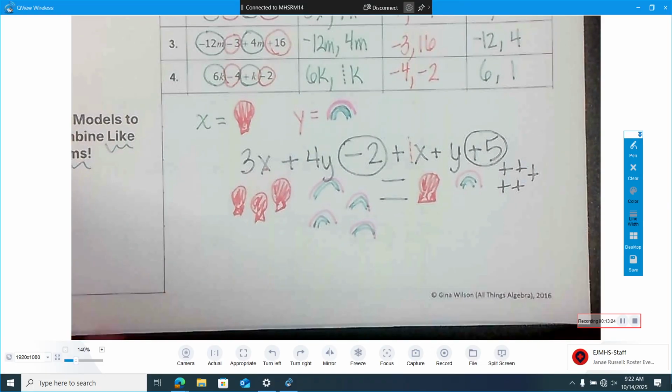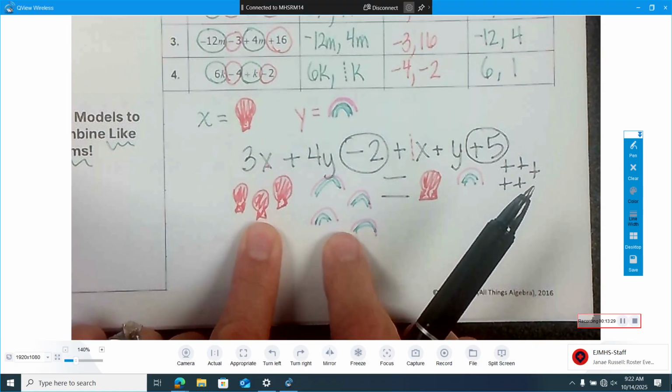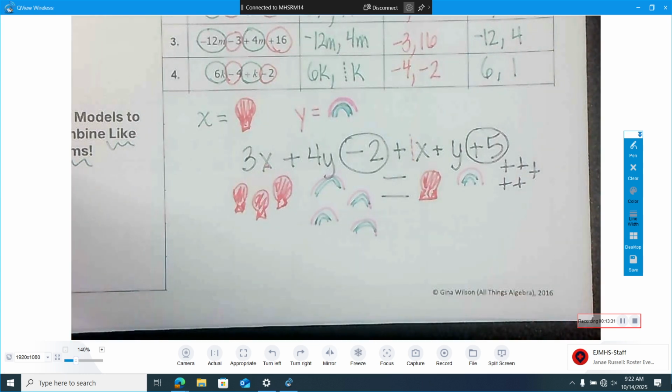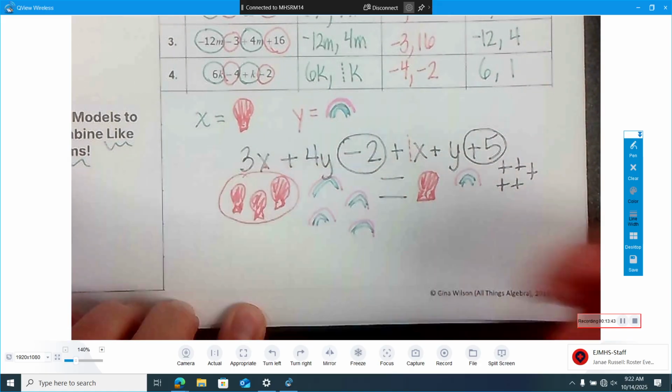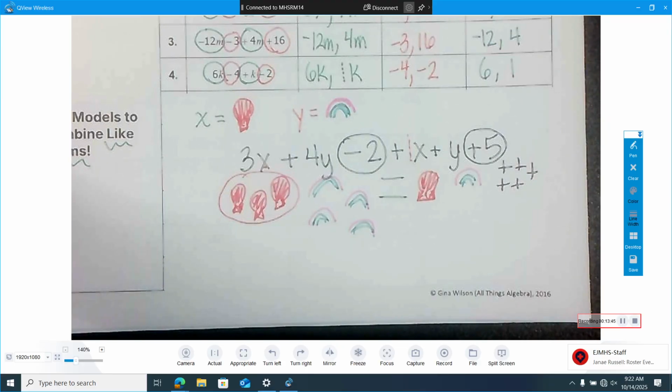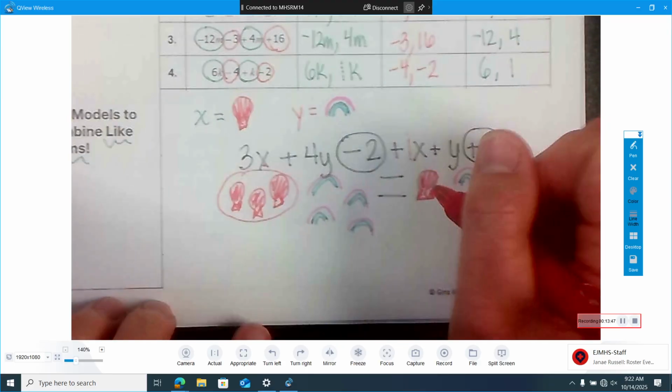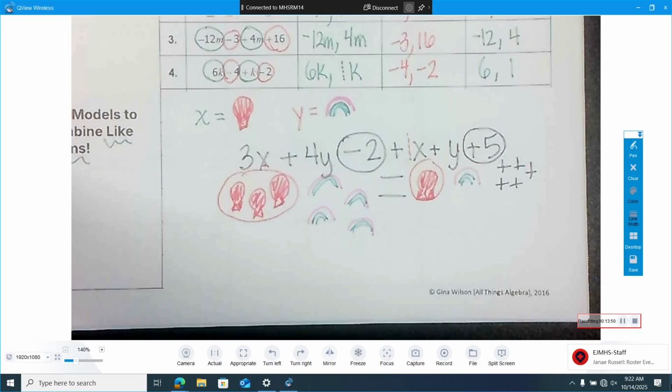Now, when we combine like terms, can I put my red balloons and my rainbows together? Are they like terms? No, they're totally different things, so I cannot combine them. However, I do have my 3 red balloons that can be combined with the 1 red balloon to give me how many red balloons? 4 red balloons.